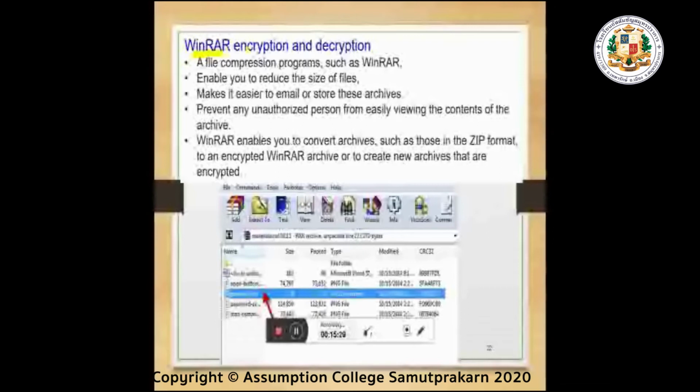WinRAR software is a popular encryption and decryption software. You can also do file compression, reduce the files, and make it easier to send your files through email or even store in archives. This will prevent an unauthorized person from viewing the contents of your archive.